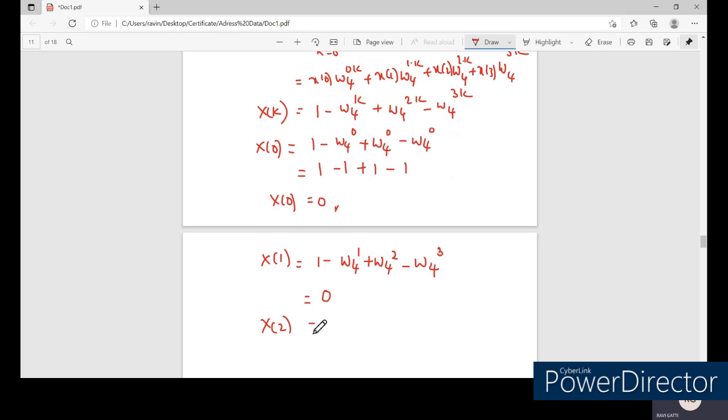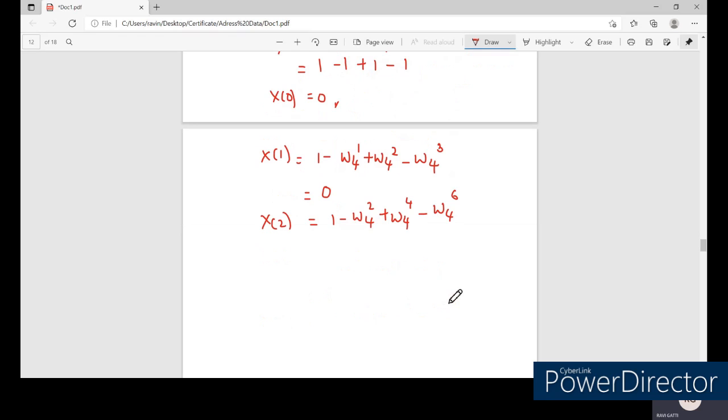When you substitute k is equal to 2, what happens? 1 minus omega 4 power 2 plus omega 4 power 2 into 2, that is 4, minus omega 4 power 3 into 2, that is 6. And if you remember the periodicity of the twiddle factors, we know that omega n to the power of a plus n is nothing but omega n to the power of a. So we can split this using the periodicity.